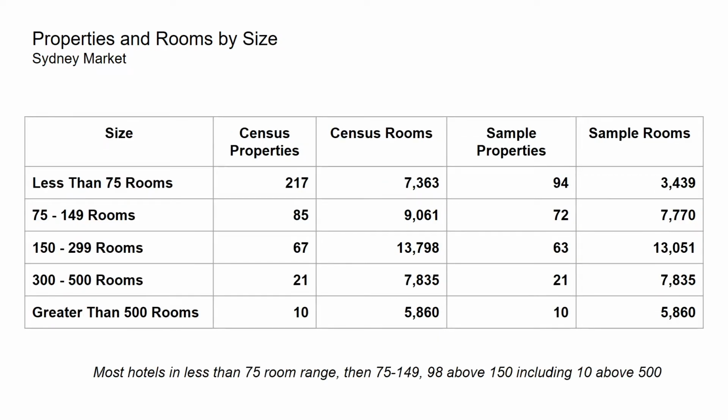By looking into the property size in the Sydney market, we can see that most of the hotels are in the less than 75 room range, followed by 75 to 149, and there are 98 properties above the 150 rooms range, including 10 of them in the 500 rooms range.